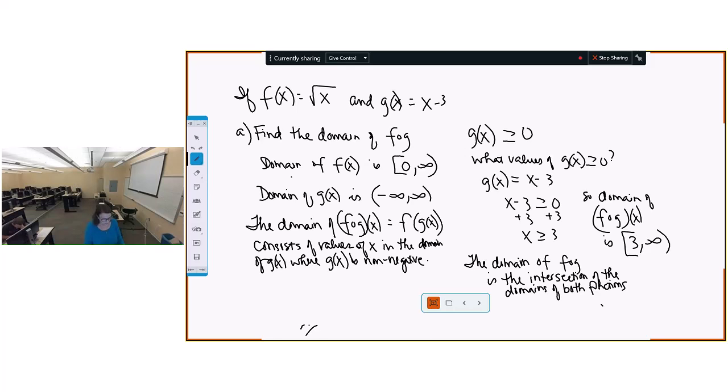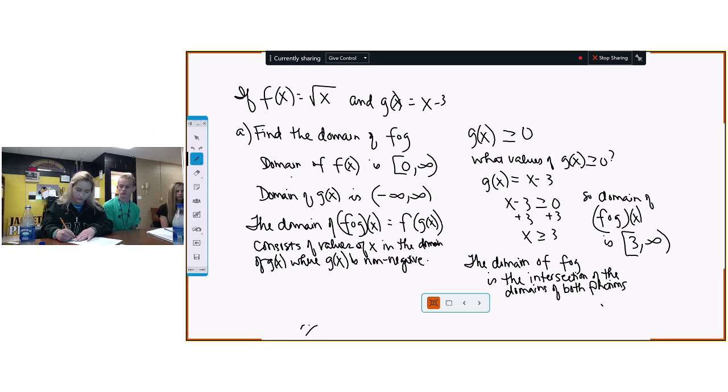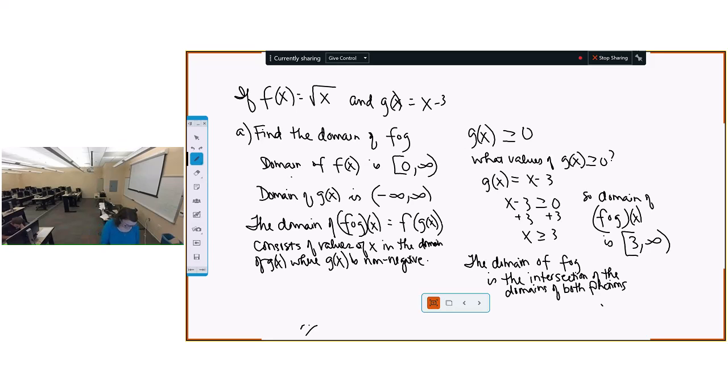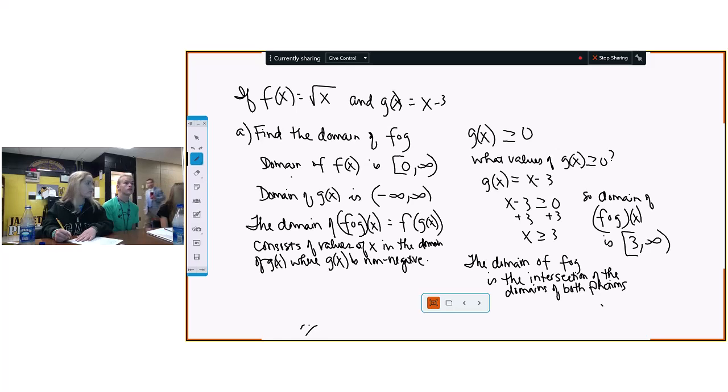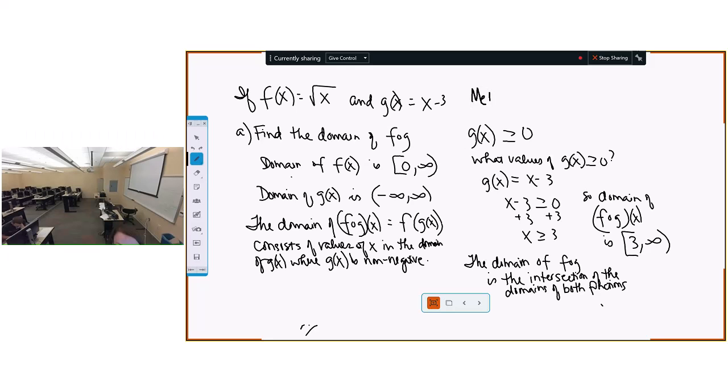Okay, I'm going to call this method 1. Well, let me look at this for a second. All right, I'm going to call this method 1. Okay, method 1 was looking at the intersections of both functions. Okay?